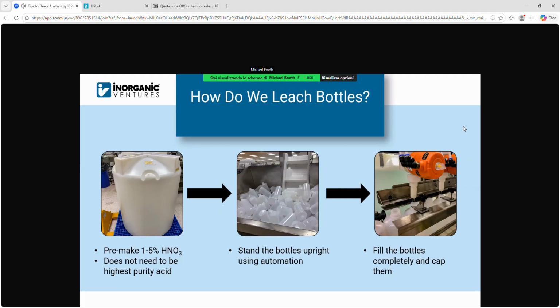Because we bleach so many of these bottles at a time, we use automation, but for years we did this by hand, so it's more than feasible to do this by hand. But we use automation to stand all the bottles upright and to fill the bottles up. So you want to make sure you fill that bottle completely up and then cap it.